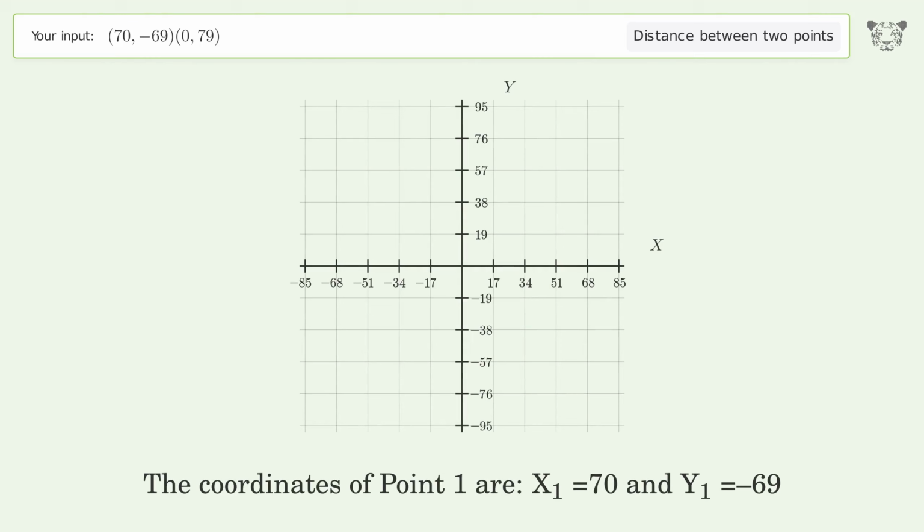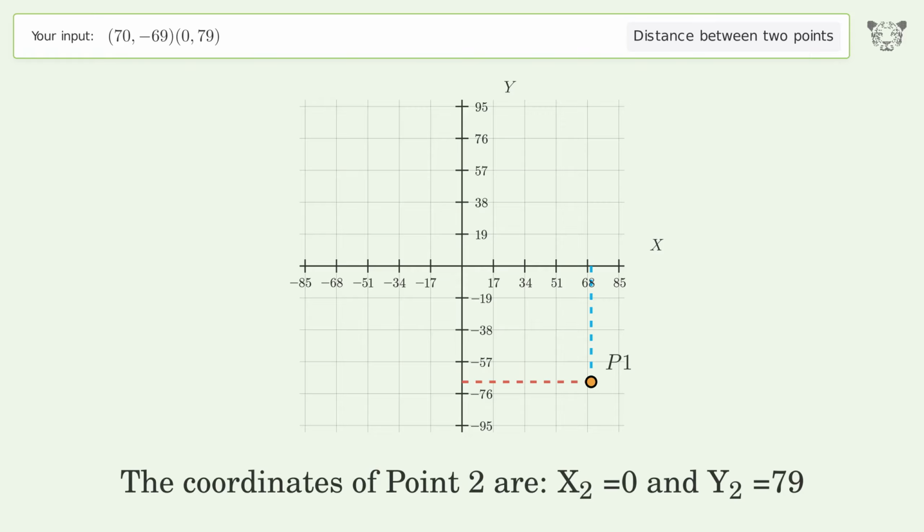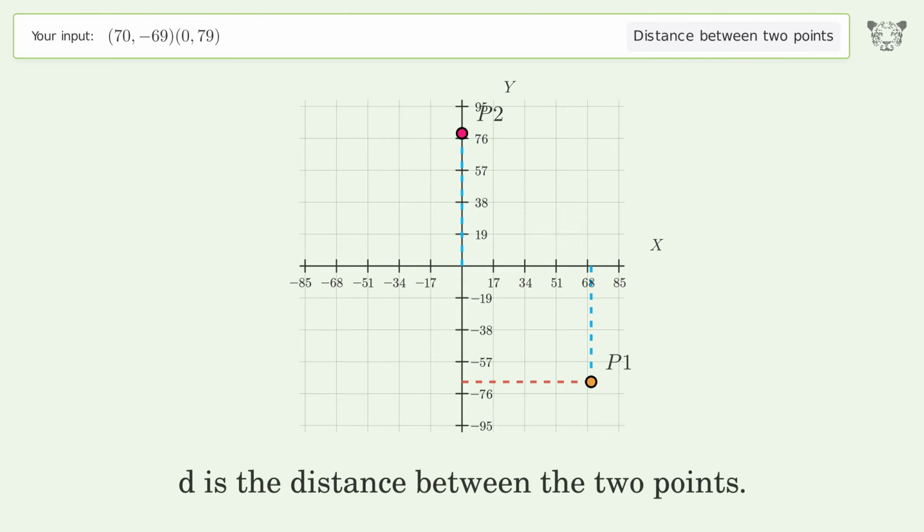The coordinates of point 1 are x1 equals 70 and y1 equals negative 69. The coordinates of point 2 are x2 equals 0 and y2 equals 79. D is the distance between the 2 points.